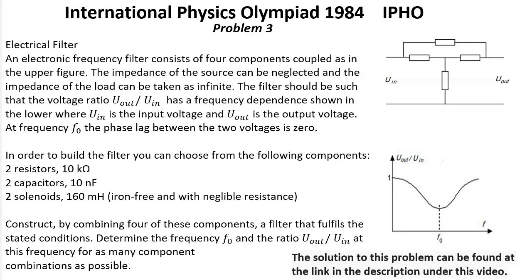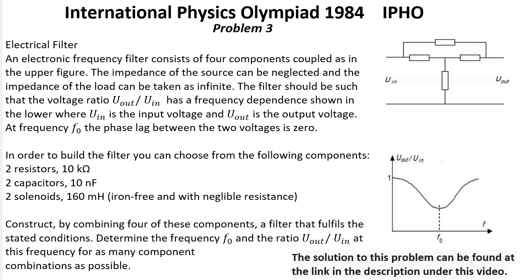Electrical filter. An electronic frequency filter consists of 4 components coupled as in the upper figure. The impedance of the source can be neglected and the impedance of the load can be taken as infinite. The filter should be such that the voltage ratio U out over U in has a frequency dependence shown in the lower figure, where U in is the input voltage and U out is the output voltage.